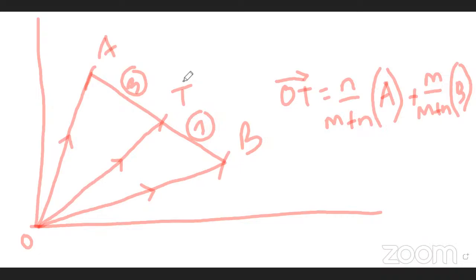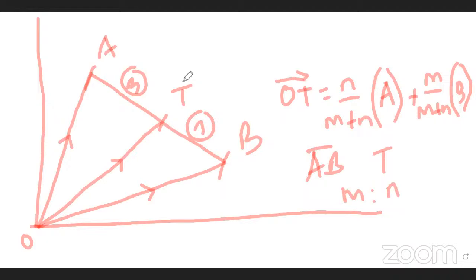So I was saying, if we have the line AB, then we have a point T dividing the line AB internally in the ratio M:N. We first started by saying that we have the line AB, then we have some point T. T is dividing AB in the ratio M:N, like we've stated there.